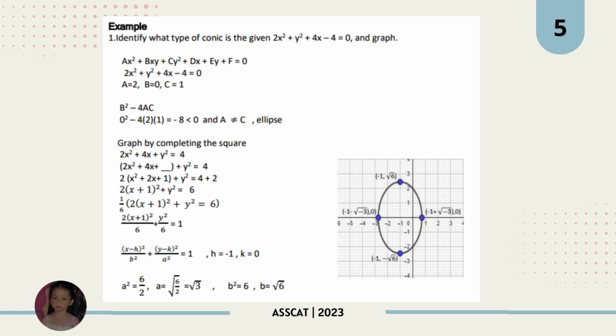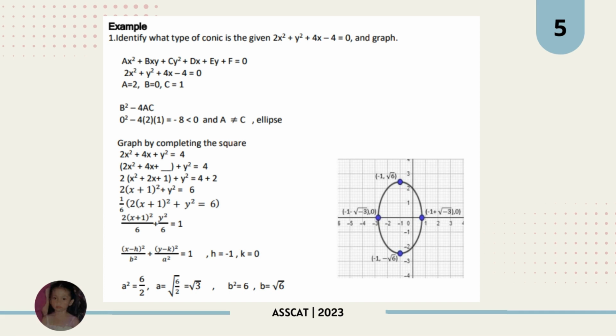We have an example here. Identify what type of conic is given: 2x squared plus y squared plus 4x minus 4 is equal to 0. And graph.